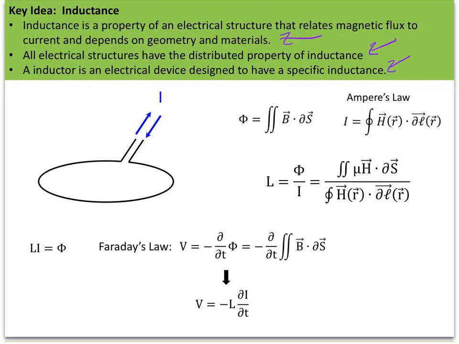It's not at all surprising that if we define the magnetic flux as the flux vector B integrated over a surface, and the current through Ampere's law, or essentially the magnetic field around some closed loop, that we can define an integral expression for the inductance, very similar to the way we did for capacitance and resistance. So once we know the magnetic field at any point in space, we can calculate the inductance of a structure.